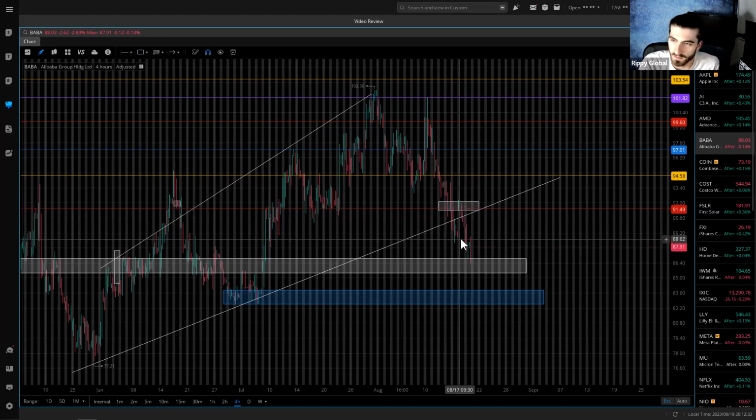We broke underneath, pushed back upside, rejected that level. So we have two good areas. If we hold this 87, we'll push upside to 91.5. If we break under 87 and can't hold, I truly believe we'll fill the gap pretty quick to around $83 a share for Baba.